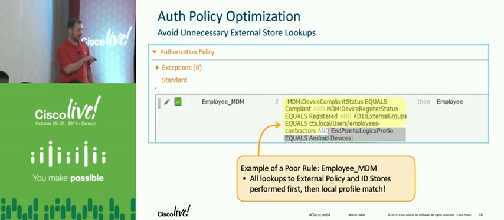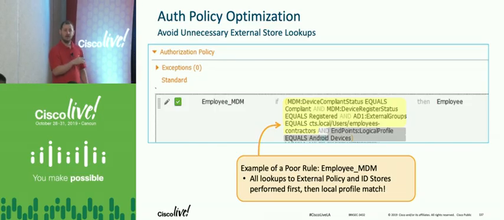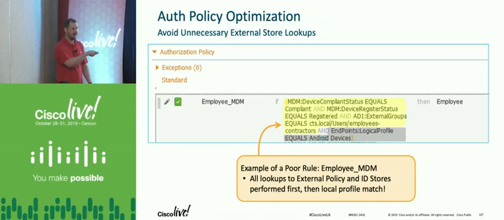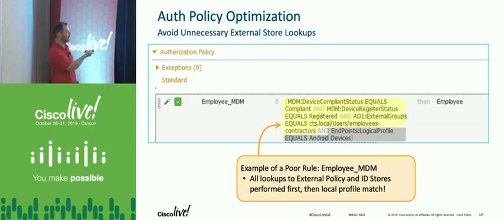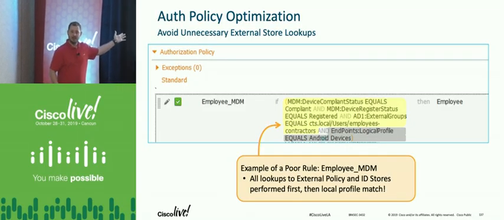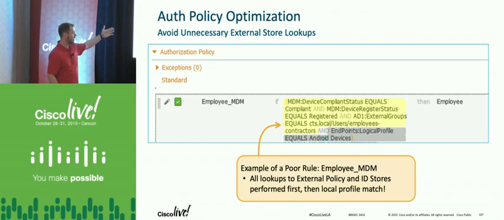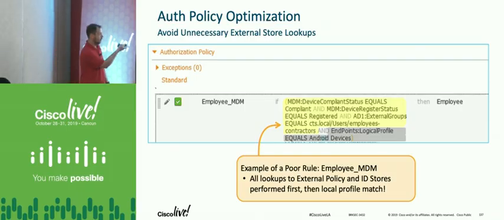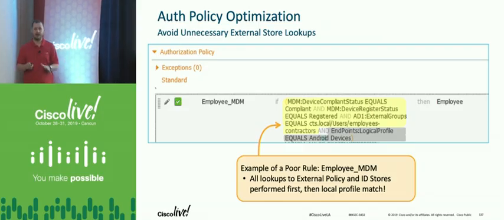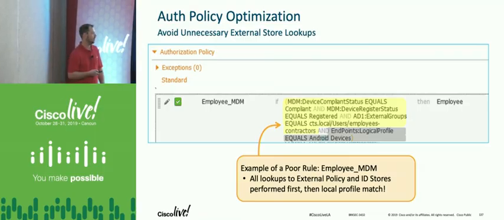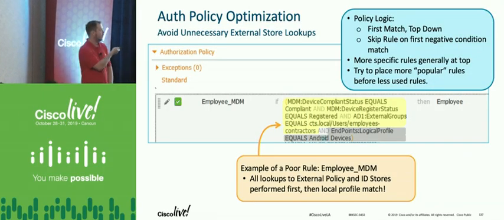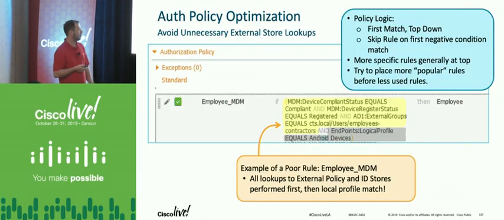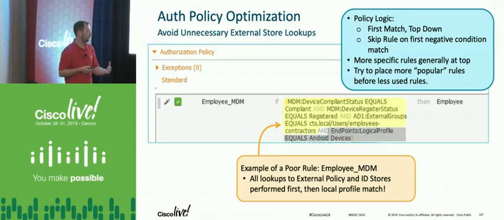So order does matter. All of the rules are top down, including inside the conditions. As I evaluate this rule, instead of just checking whether it's an Android device first, I'm going to check with MDM whether it's registered, and I'm also going to check with AD first. Then if it's a Windows machine or an iPhone, I've done all of that work, and then I go to the next rule. So how we create these rules matters quite a bit. This can change the performance on a global ISE deployment. More specific rules generally at top. Try to place the popular rules before less used rules.